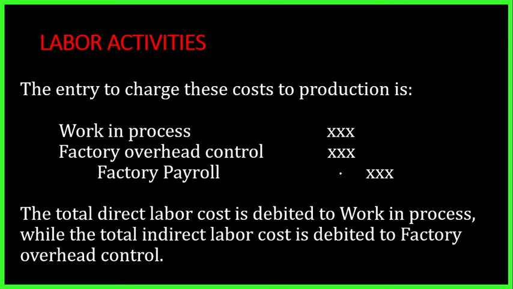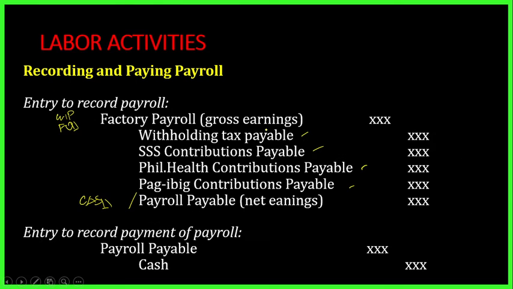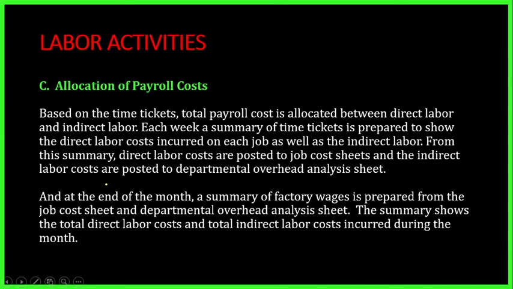Okay, so ayun. Now, if you don't want to make this entry, going back to our previous slide, you could just debit work in process and factory overhead. Okay, as of this point. That is, if your work in process and factory overhead are already determined at the time of this journal entry. Pero pag hindi pa, well, you have no choice. Debit to factory payroll. Okay. So, ayan. Now, let's talk about allocation. Okay, we still have to discuss this.